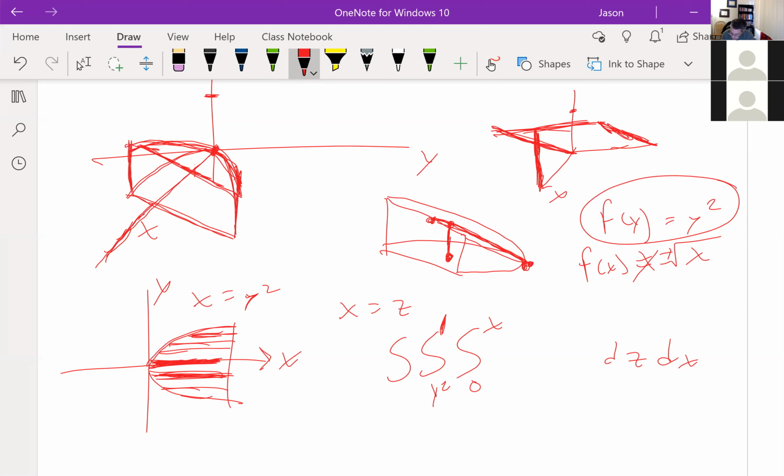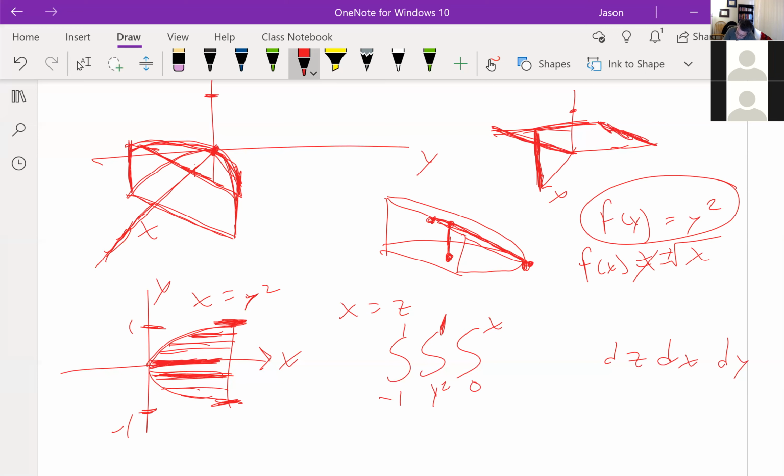And then what's the y going to go from? dy. Well, the y is going to go from negative 1 to 1, right? Makes sense? We're going to slice it horizontally, but we're going to add up all those slices. We're going to sum up all those slices, going from negative 1 to 1.